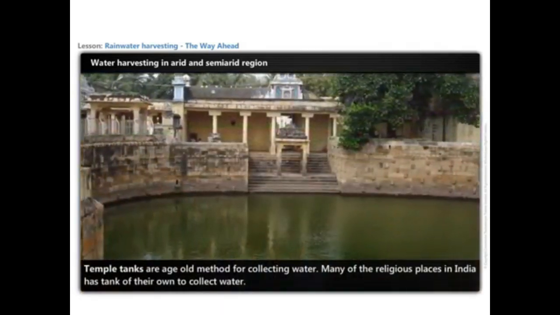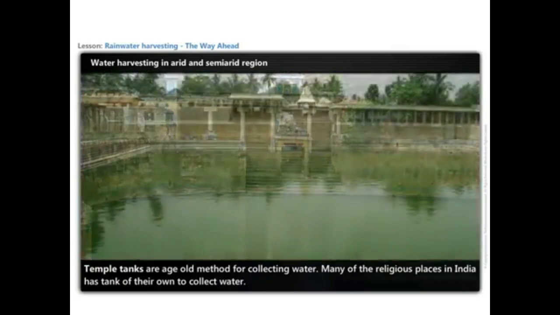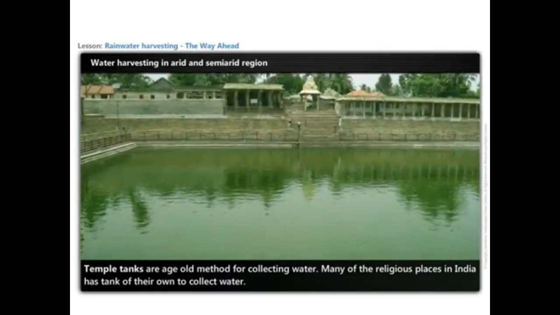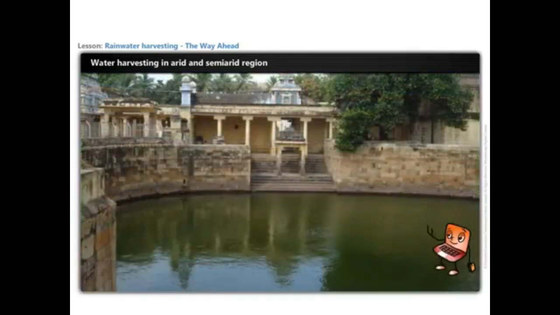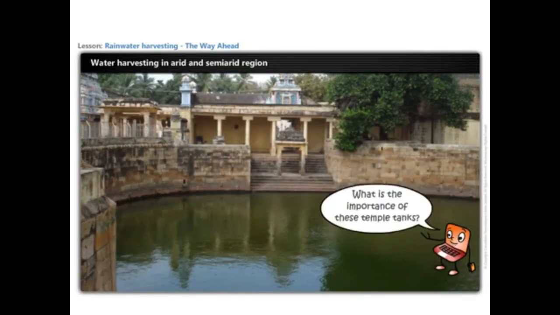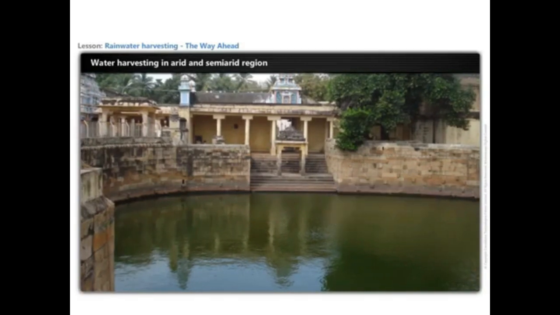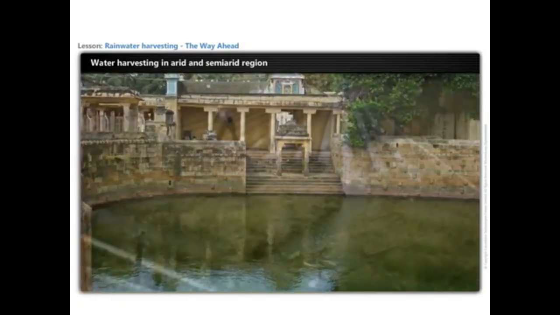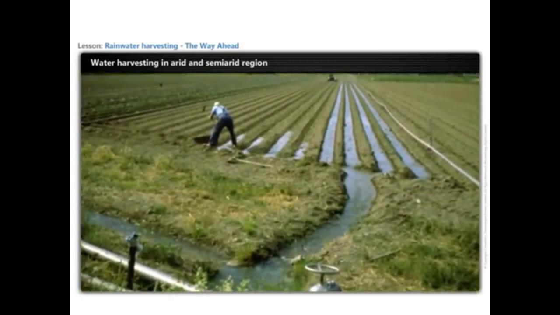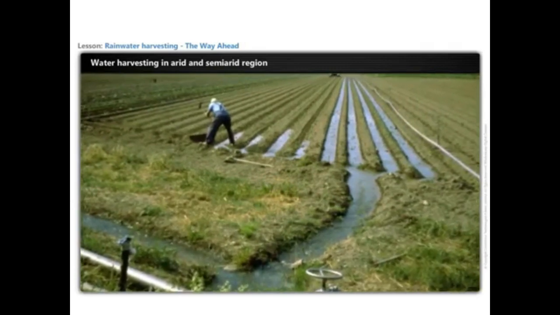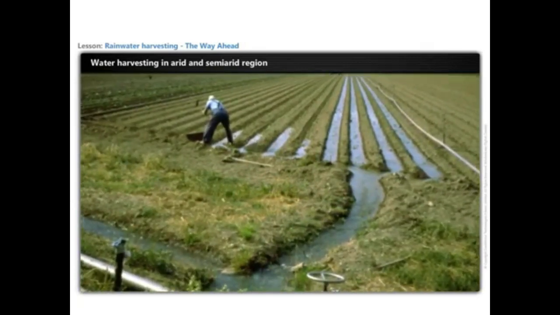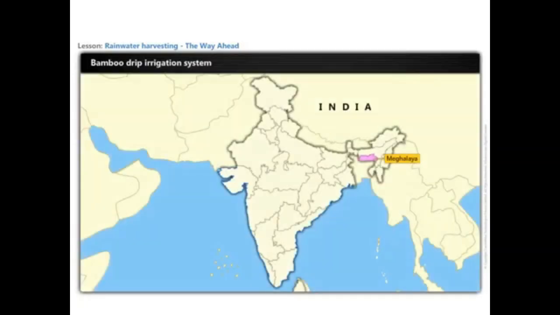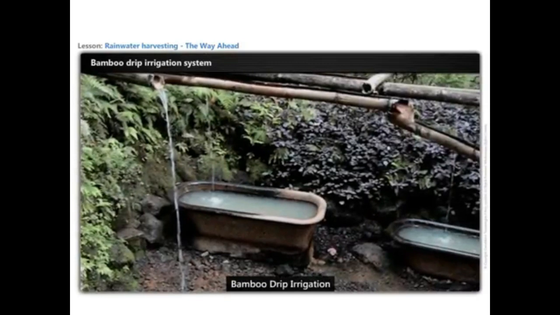Temple tanks are an age-old method for collecting water. Many of the religious places in India have a tank of their own to collect water. What is the importance of these temple tanks? This water is considered to be holy and usable for the local community living nearby. In the plains of West Bengal too, people used to develop inundation channels to irrigate their fields. An important traditional water harvesting system practiced in Meghalaya is bamboo drip irrigation.